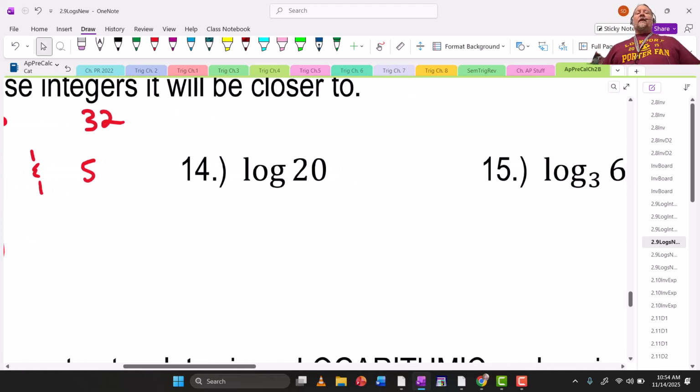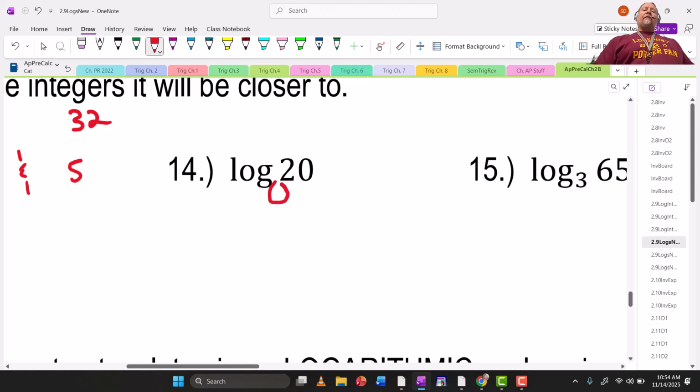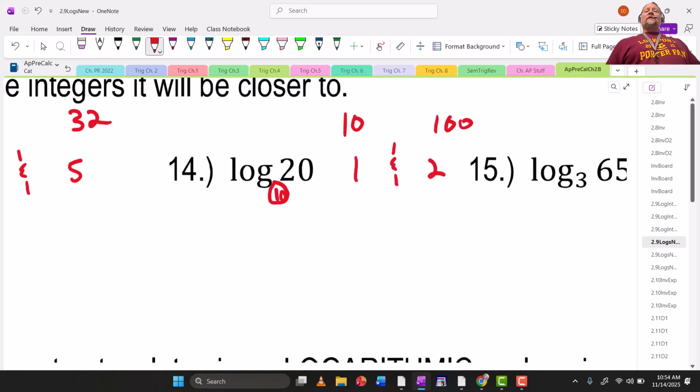I'm just going to hold off on this. What's the base on this logarithm, everyone? What's the base hiding there? 10. What's 10 to the first? 10. What's 10 to the second? 100. So that means the exponent is between 1 and 2. Who is it closer to, do you think, 1 or 2? It's probably closer to 1 because 10 is closer to 20 than 100. So you get 1 point, I don't know, 1.2, 1.3, something like that.